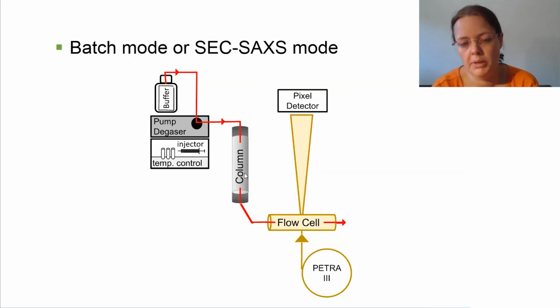And while they're being separated on the column, they pass through the SAXS cell and you can collect the data from it. So you're removing aggregates on site and collecting data from freshly purified sample.